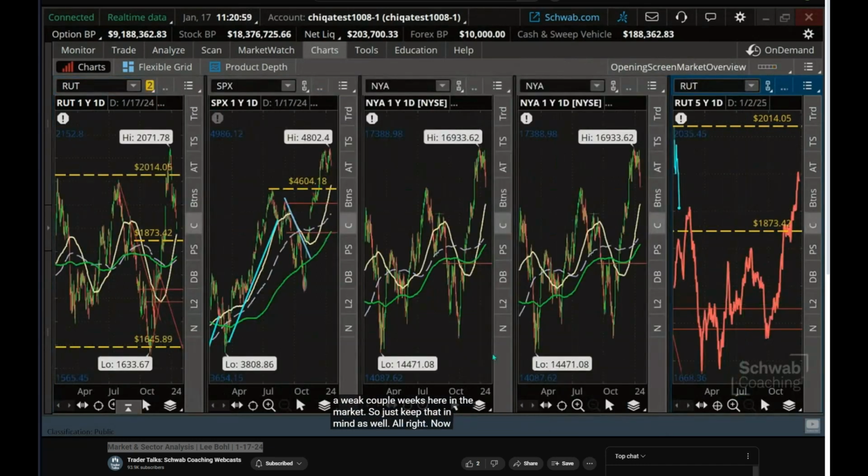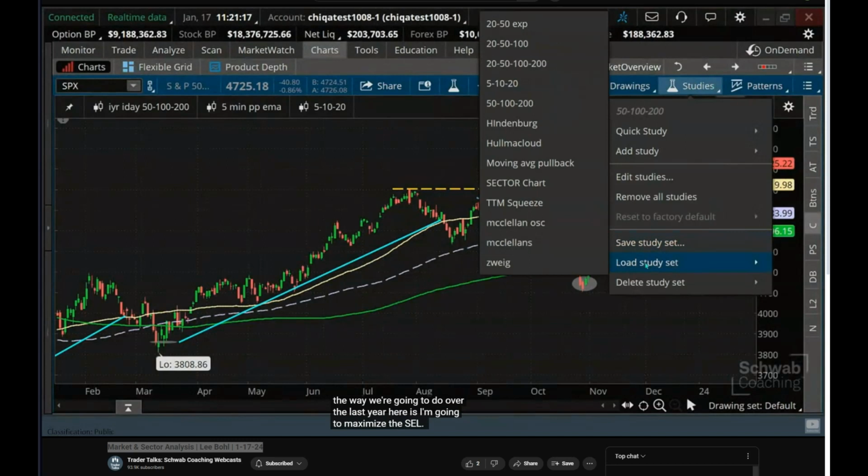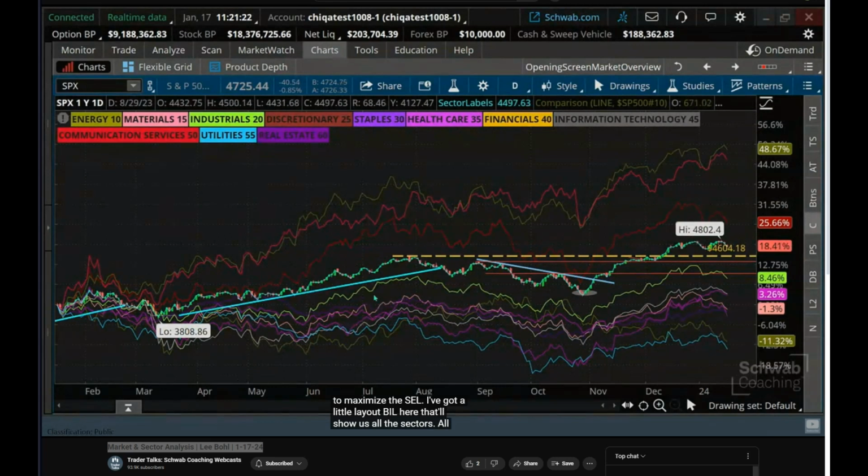All right, now let's take a look at sector action. Number one, over the last year, and number two, over the last month. All right. So the way we're going to do over the last year here, I'm going to maximize the cell. I've got a little layout built here that'll show us all the sectors. All right. So this is for the last year. The green candles is the S&P 500. So the outperformers over the last 12 months have been technology, communication services, and discretionary. All right. But in the shorter term, it's looking just a little different.